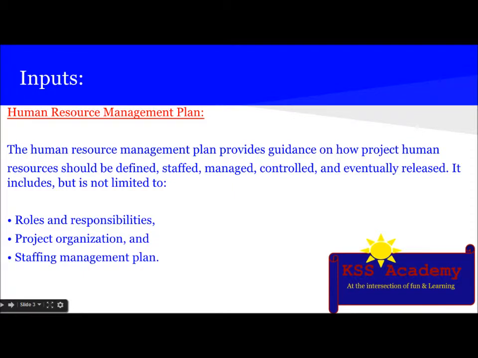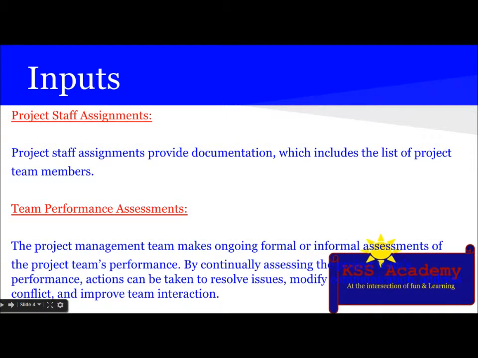So the first input is human resource management plan. It provides guidance on how project human resource should be defined, staffed, managed, controlled, and eventually released. It also includes roles and responsibilities for project organization and staffing management plan. The next input is project staff assignment, which provides documentation which includes the list of project team members.